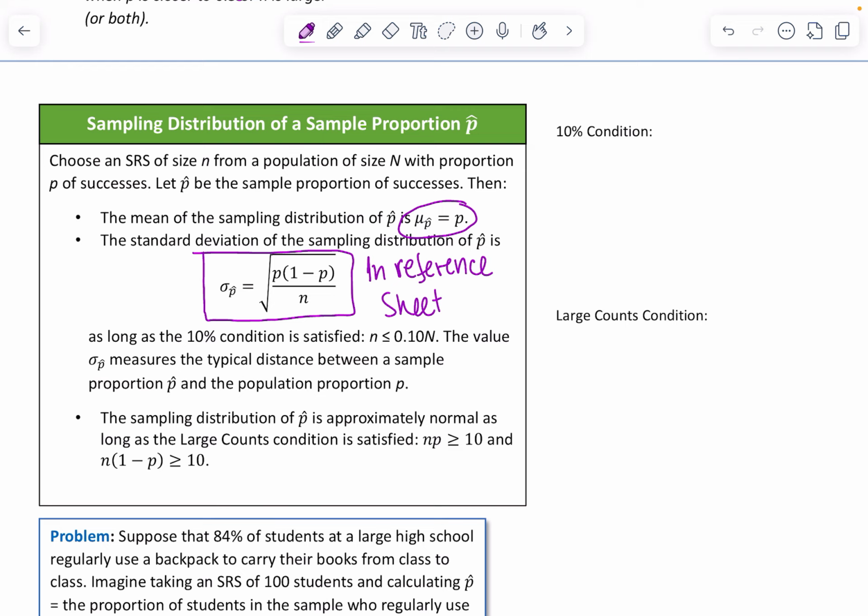But anywho, if you guys see this, my sample size n is in my standard deviation. So the bigger the sample size, the smaller the standard deviation is going to be, because you're dividing by a bigger number.